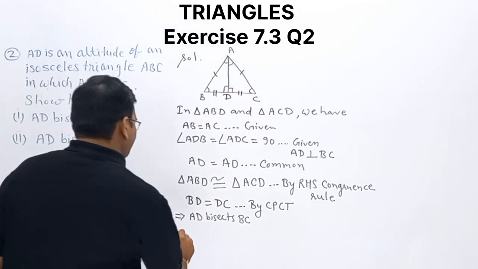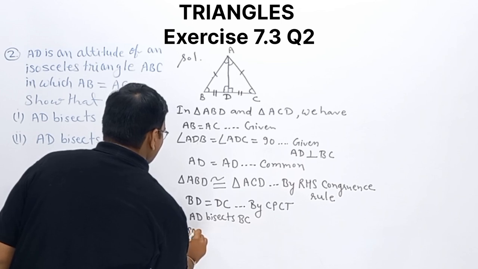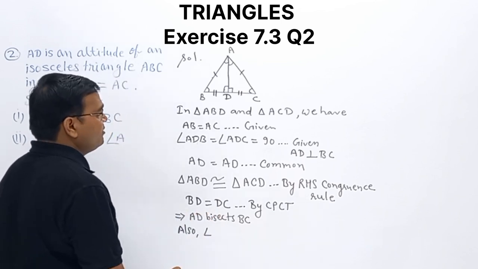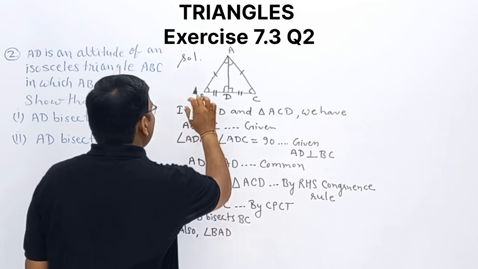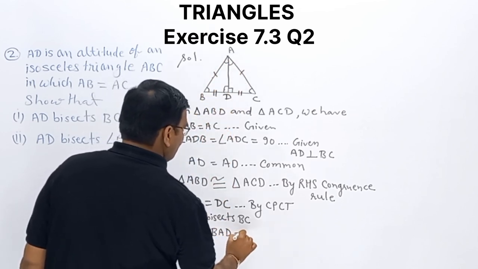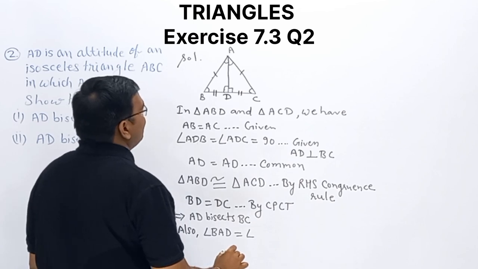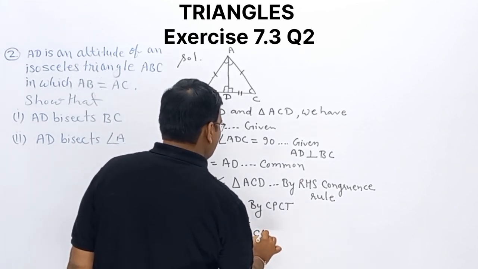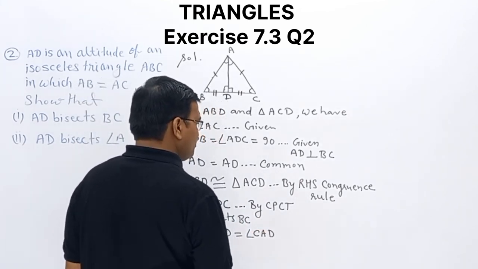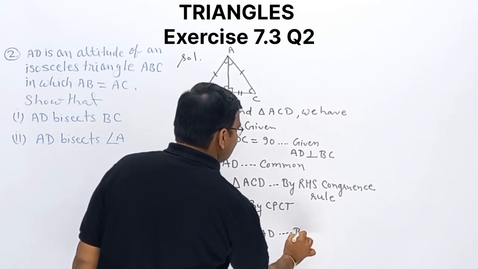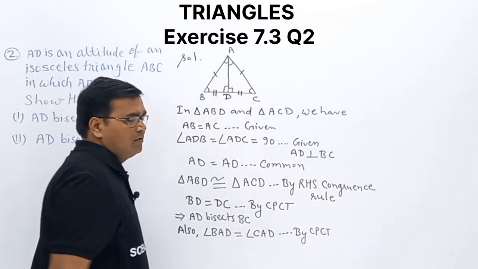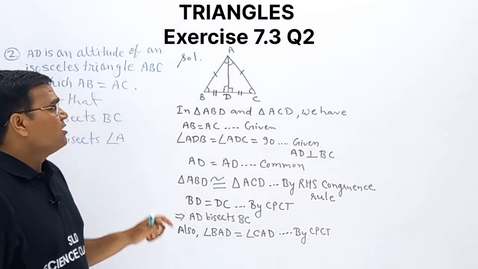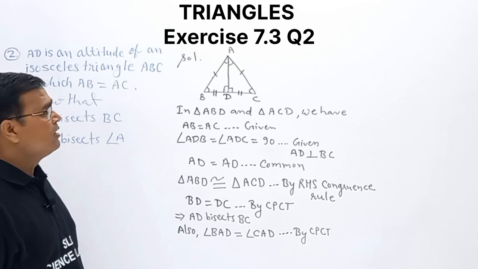So what we can say? Also angle BAD equal to angle CAD. BAD equal to CAD. How? By CPCT, corresponding parts of congruent triangles. These two triangles are congruent. So corresponding parts means sides will be equal.